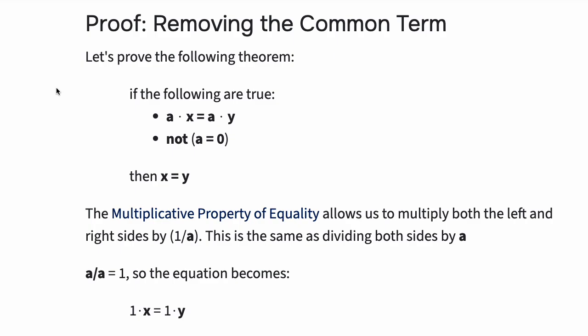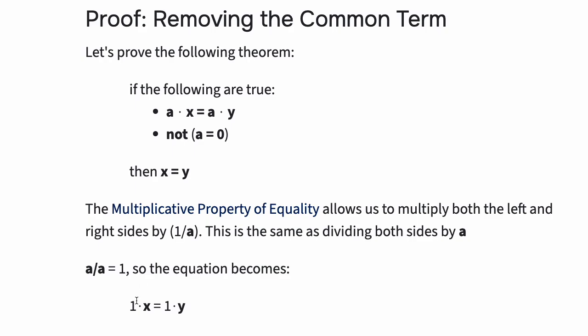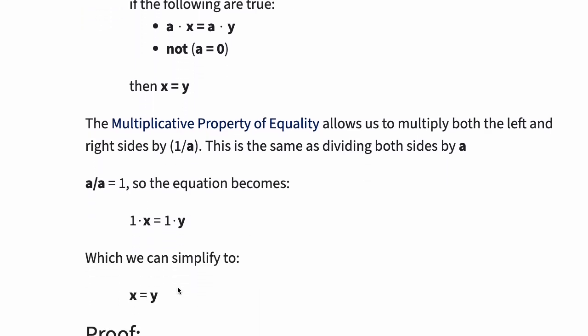Let's prove the following theorem. If a times x is equal to a times y, and a is not 0, then x equals y. The multiplicative property of equality allows us to multiply both the left and right sides by 1 over a. This is the same as dividing both sides by a. Since a divided by a is 1, the equation becomes 1 times x equals 1 times y, which simplifies to x equals y.